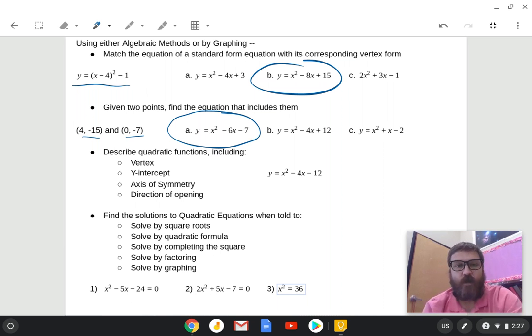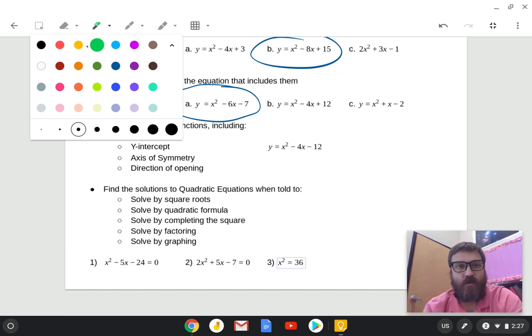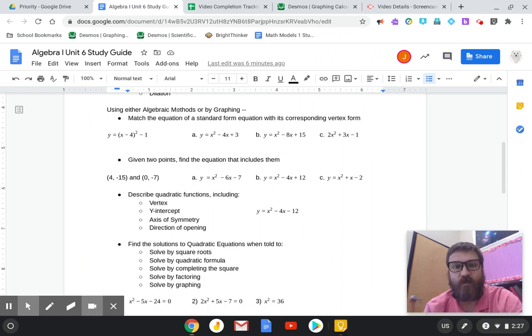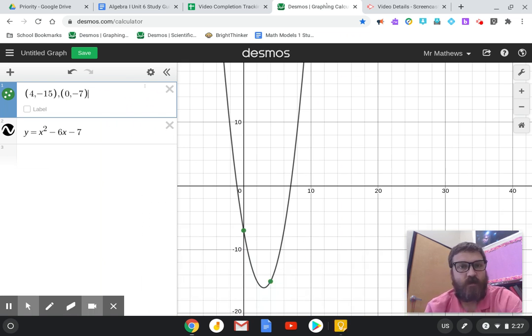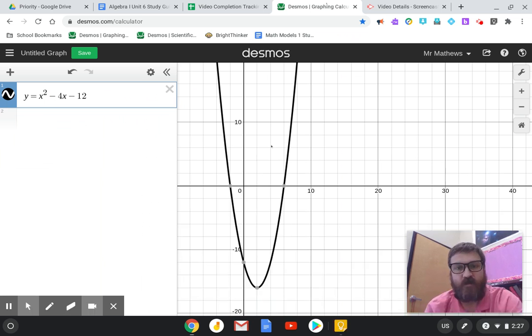Then they have some questions where they want you to describe quadratic functions. When they say describe, it means like you need to be able to identify certain parts. So you need to be able to identify the vertex, y-intercept, axis of symmetry, and the direction of opening. So let's put this equation in, x squared minus 4x minus 12. And then we need to identify each of these items. Let's go through it one at a time.